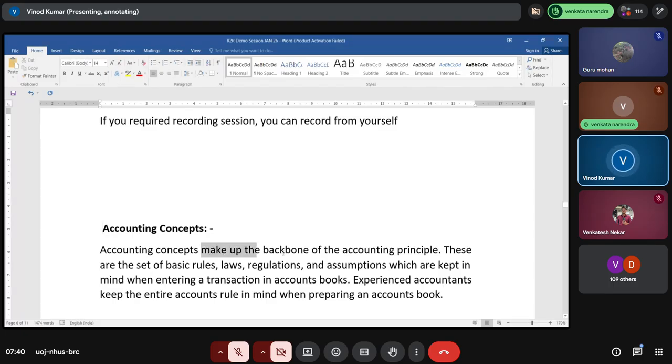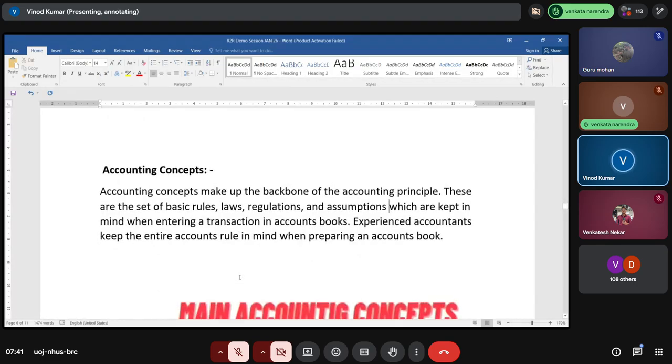Accounting concepts make up the backbone of the accounting principle. These are the set of rules, laws, regulations, and assumptions which are kept in mind while entering the transactions, guys. Most experienced accountants keep the entire thing on the rule while recording any transaction. I have attended more than 15,000 interviews. Till now, I've seen that no interview gets ramped up without asking a question from these accounting concepts, guys. Once in a while, irrespective of experience, they ask at least one question directly or indirectly from these accounting concepts.